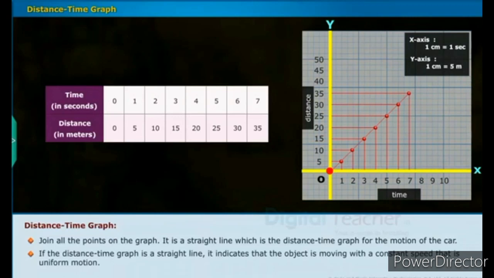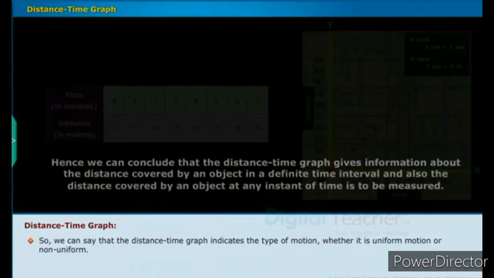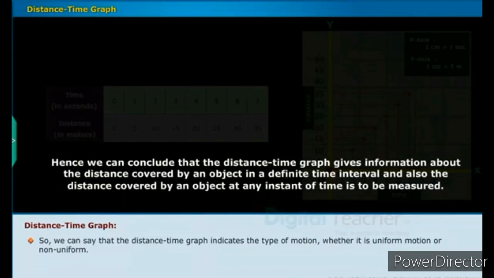If the distance-time graph is a straight line, it indicates that the object is moving with a constant speed, that is, uniform motion. However, if the speed of the object keeps changing, the graph can be of any shape, that is, non-uniform motion. So, we can say that the distance-time graph indicates the type of motion, whether it is uniform motion or non-uniform. Hence, we can conclude that the distance-time graph gives information about the distance covered by an object in a definite time interval and also the distance covered by an object at any instant of time is to be measured.